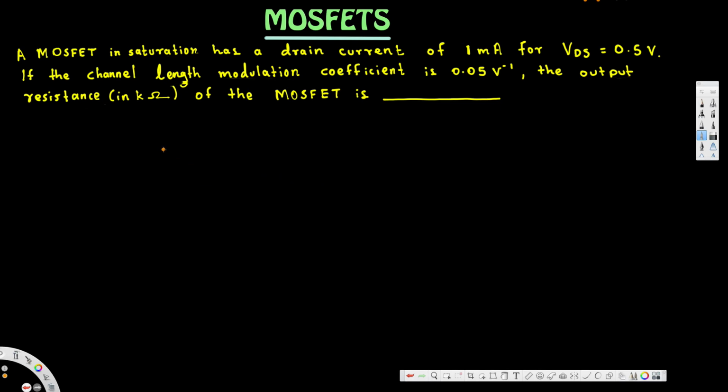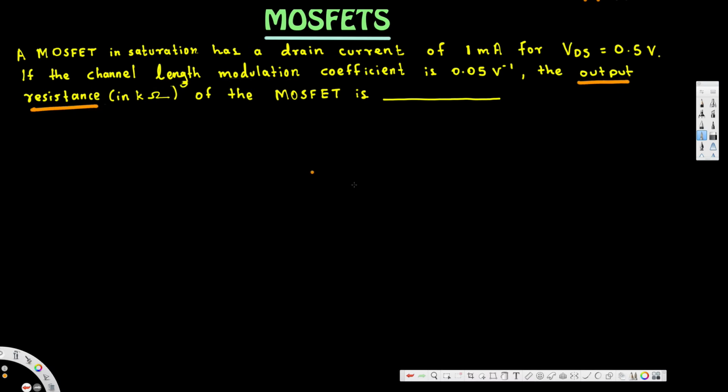Let's look at this problem right here. This question is asking: a MOSFET in saturation has a drain current of 1 milliampere for VDS equal to 0.5 volts. If the channel length modulation coefficient is 0.05 volt^-1, the output resistance in kilo ohms of the MOSFET is what? Okay, here the question is asking us to find the output resistance.